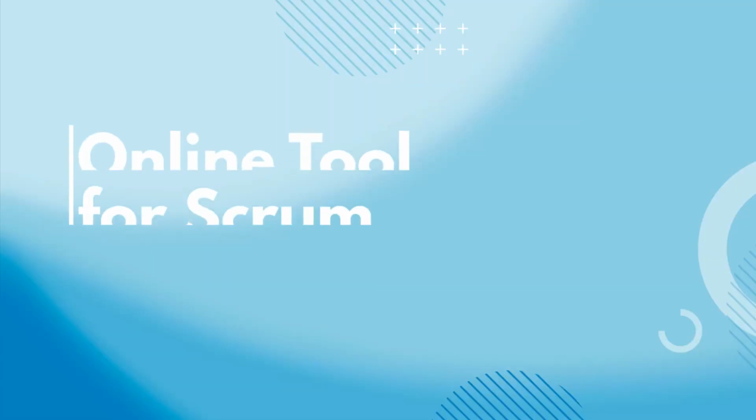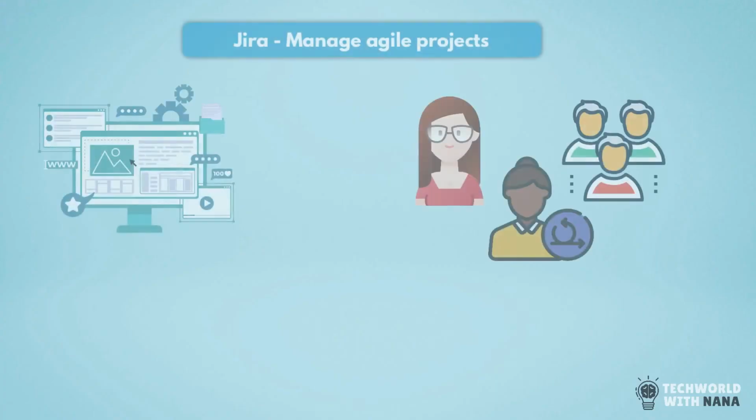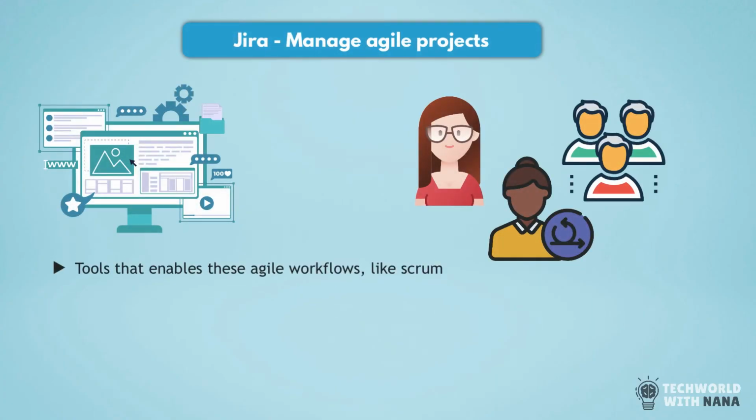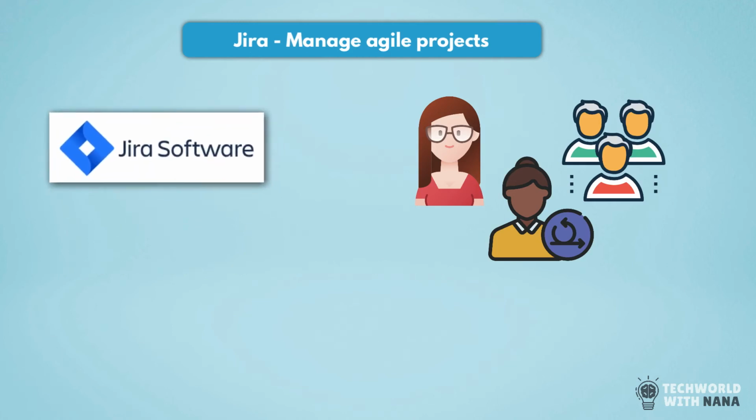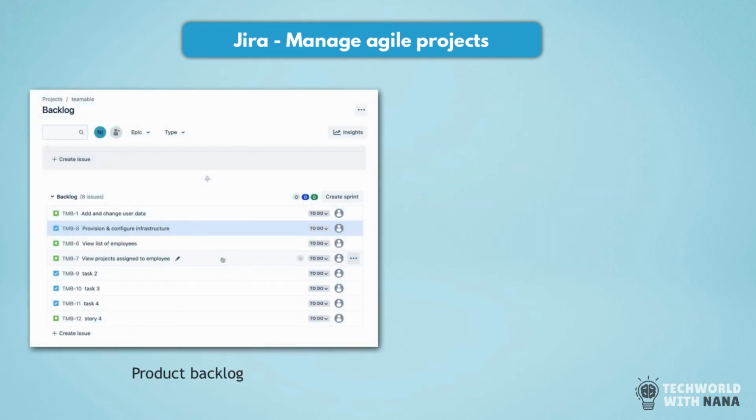And going back to the online tools that I mentioned at the beginning that enable teams to actually work with those workflows like the Scrum workflow and to implement Scrum in their project. One of those popular online tools is JIRA. JIRA actually has features that let you use Scrum in your project. For example, in JIRA, you can create a Scrum board and have a backlog of tasks that need to be implemented in the project, as well as create sprints for your team.